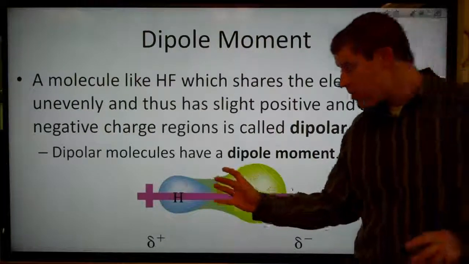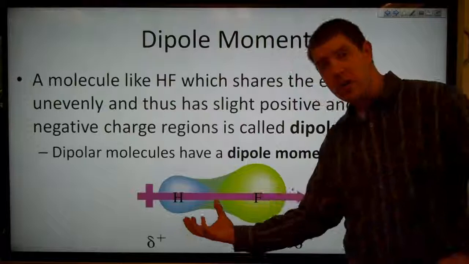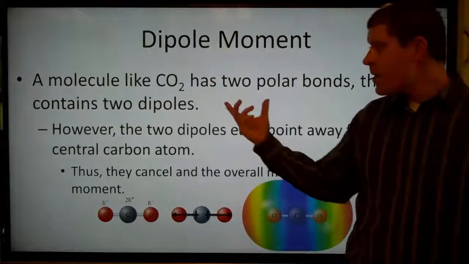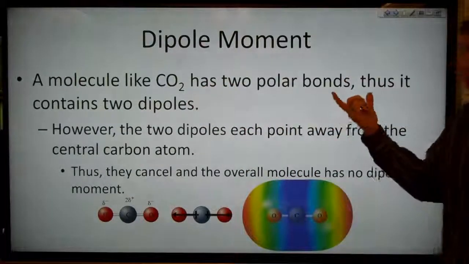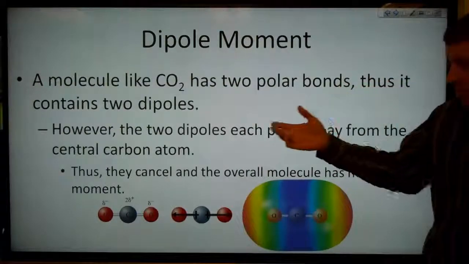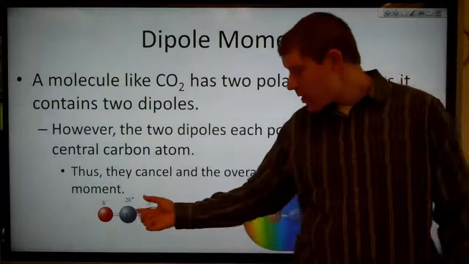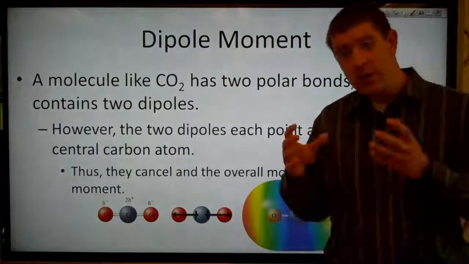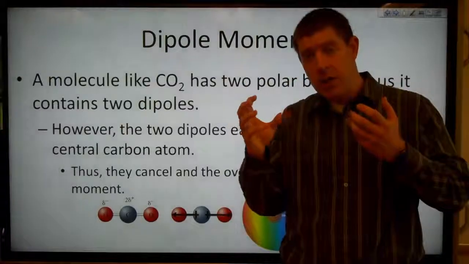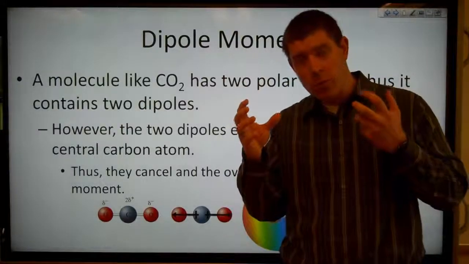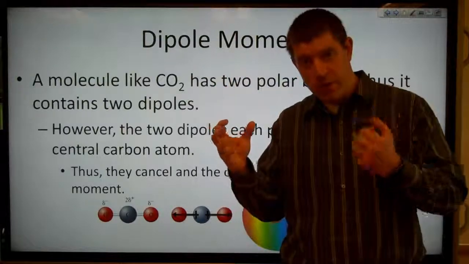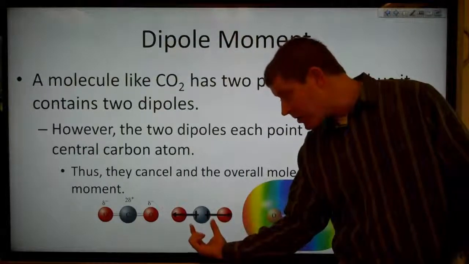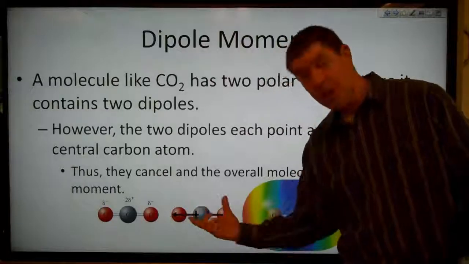That separation of charge, creating a positive charge here and the negative charge there, causes an electric field around our molecule. Now, a different molecule like carbon dioxide has two polar bonds, and thus it contains two dipoles. Each oxygen is doubly bonded to the carbon. Each oxygen is more electronegative than the carbon, which means that the double bond between the carbon and oxygen is polar. It's got a dipole moment pointing towards the oxygen atom and away from the carbon atom. The carbon becomes more positively charged, and the oxygen on either side becomes more negatively charged.